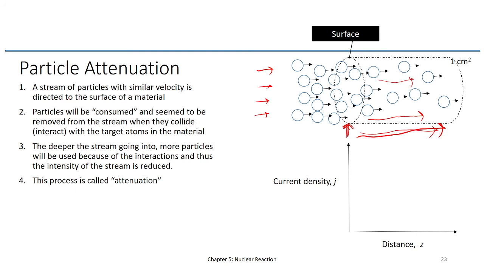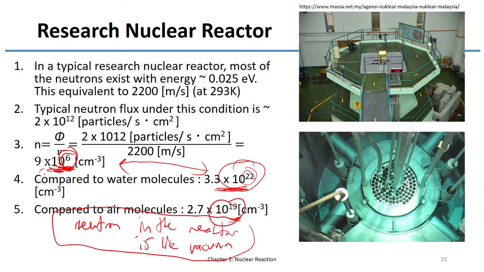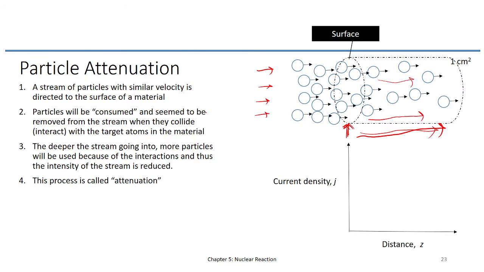So point number one, a stream of particles with similar velocity is directed to the surface of a material. And these particles will be consumed, because they are absorbed, like in this example. When they absorb, they will be removed from the stream. So when they collide, they interact, they are absorbed, consumed, and removed from the stream. So their number will be reduced.